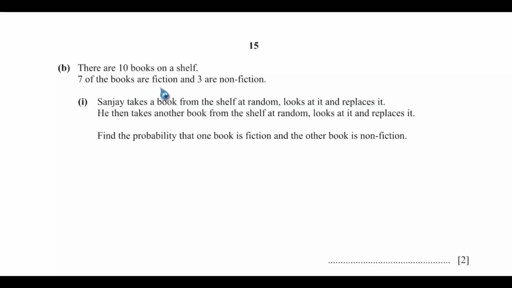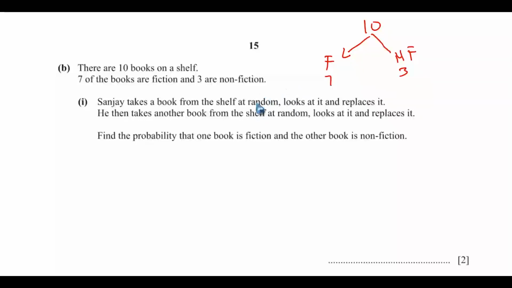Part B, there are 10 books on a shelf. 7 of the books are fiction and 3 are non-fiction. So out of the 10 books, we can write F for fiction and NF for non-fiction, and there are 7 and 3 respectively. Sanjay takes a book from the shelf at random, looks at it and replaces it. He then takes another book from the shelf at random, looks at it and replaces it. Find the probability that one book is fiction and the other book is non-fiction.